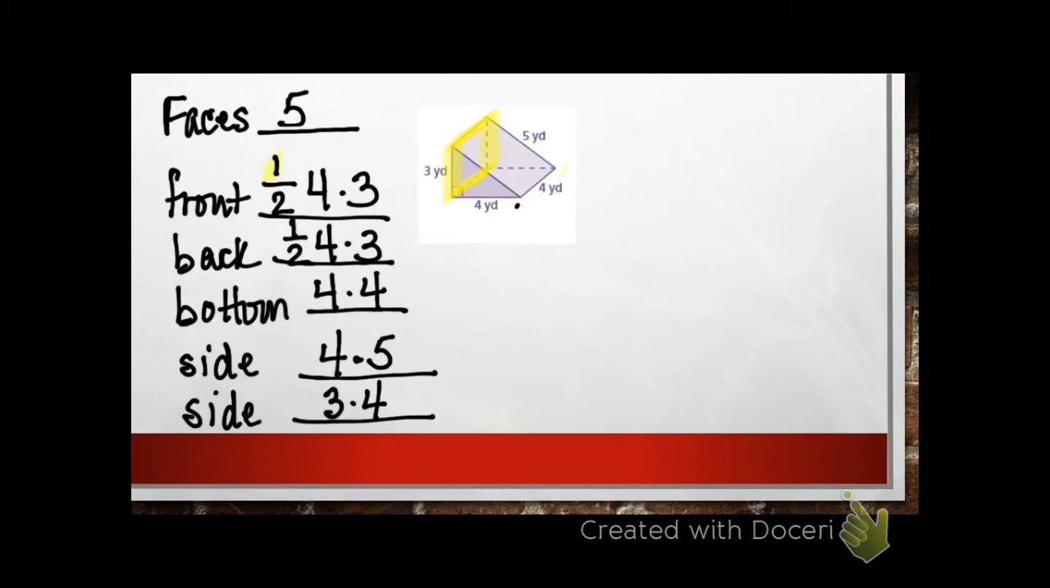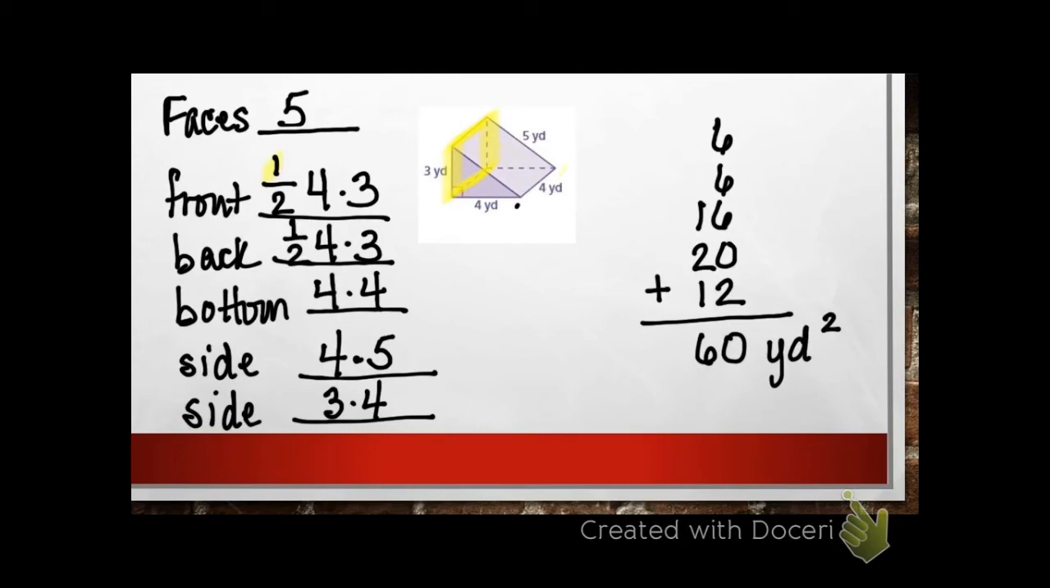All right, now let's come over here and do the math. 1/2 of 4 is 2. 2 times 3 is 6. I have that 2 times. 4 times 4 is 16. 4 times 5 is 20, and 3 times 4 is 12. I add those numbers up for a total of 60 yards squared. So my surface area is equal to 60 yards squared.